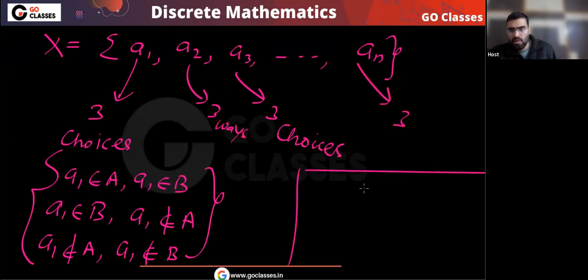So final answer will be what? So what is the answer? Because every element has three choices, so finally you can say 3 power n ways, 3 power n pairs.